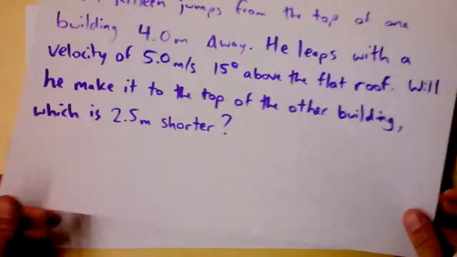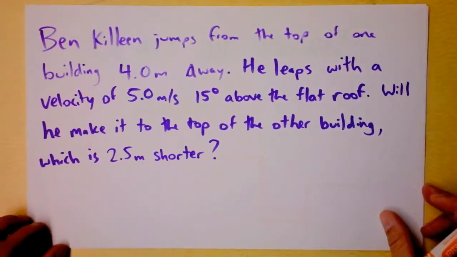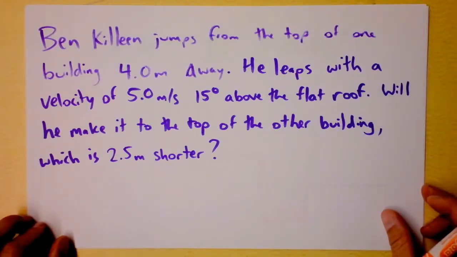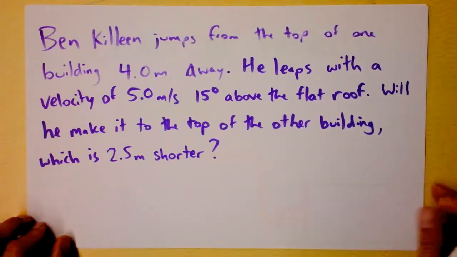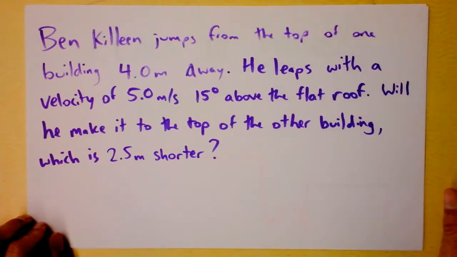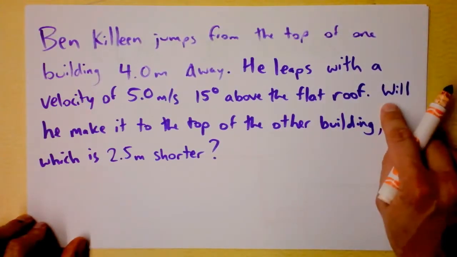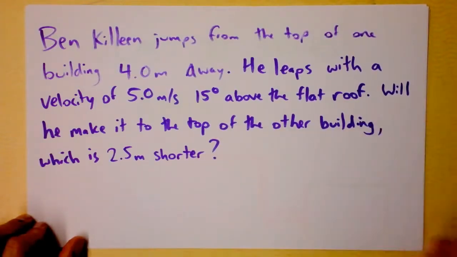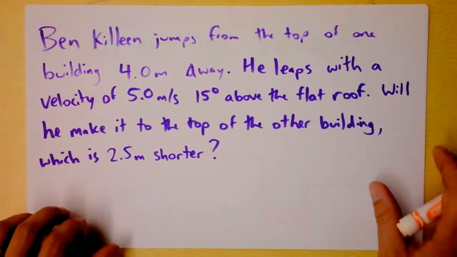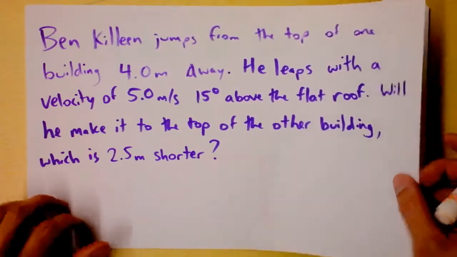Wait, you haven't read the problem. Here's the problem. Ben Colleen jumps from the top of one building 4 meters away to another building. He leaps with a velocity of 5.0 meters per second above the flat roof. Will he make it to the top of the other building, which is 2.5 meters shorter? That's the question. So here's what I'm about to do.